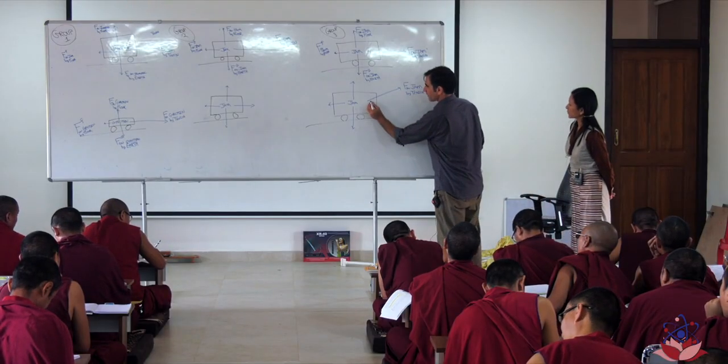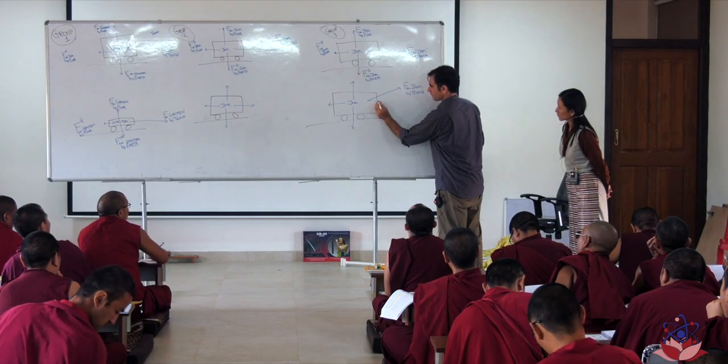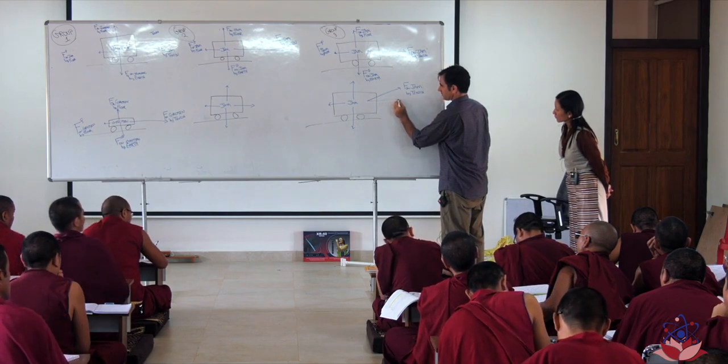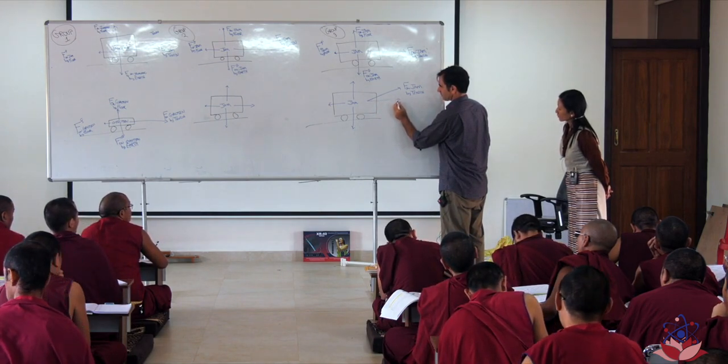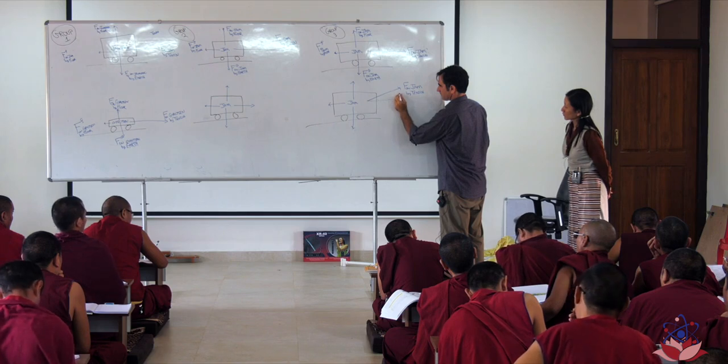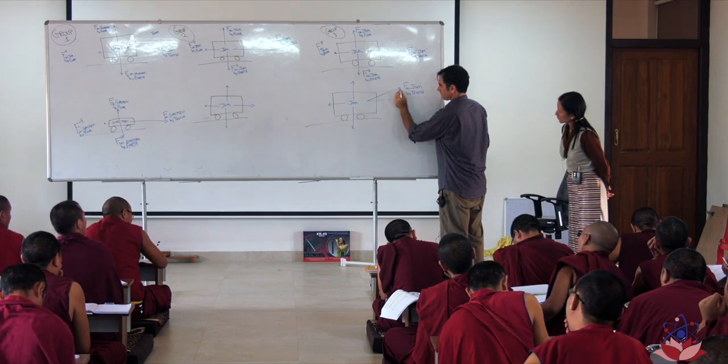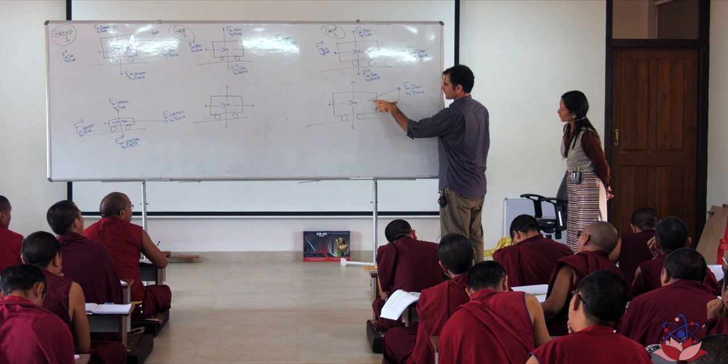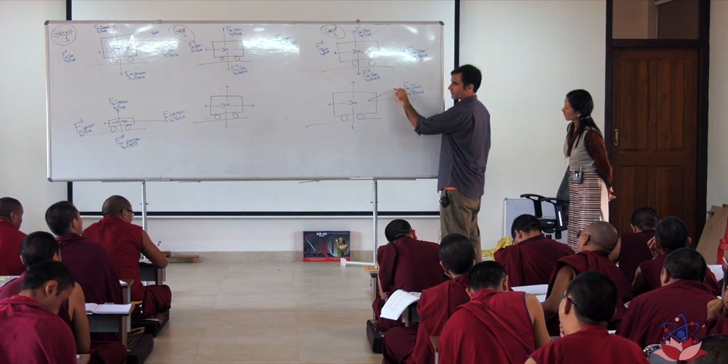And the way we can draw that is we can make a triangle. So this is the horizontal component, and that is the vertical component.